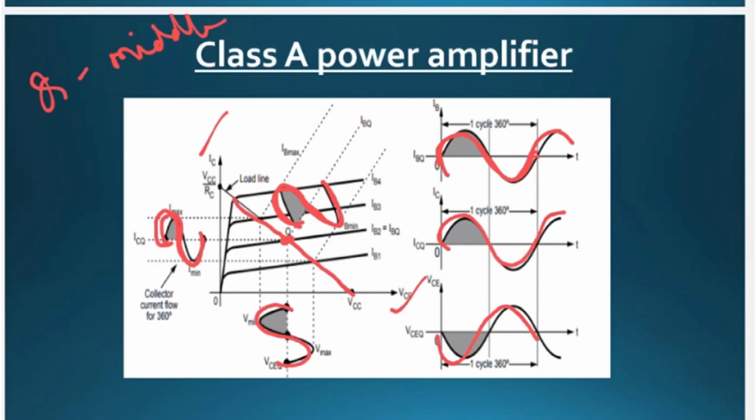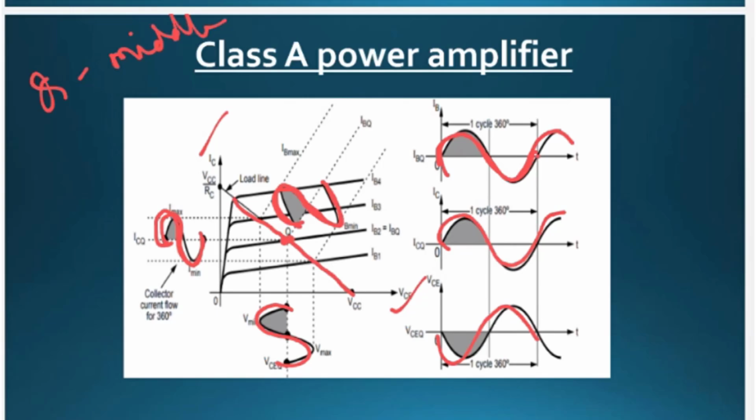Now if you observe the output current or output voltage, there is no loss of the signal, or you can say there is no distortion. You got the total cycle as output. You didn't miss any single part. You didn't lose any single part. That is the reason the Class A power amplifier does not have any distortion. Another point is, though it has no distortion, it has less efficiency because of high power dissipation.